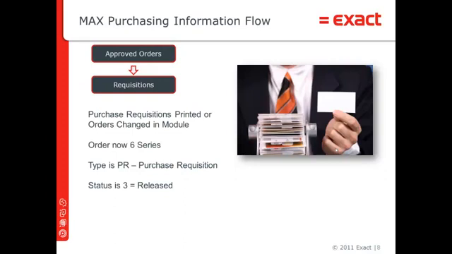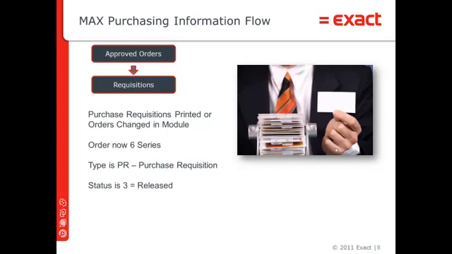Now, alternatively, a planned order may be directly assigned to a purchase order using the purchase schedule. In other words, you have the option to directly assign a planned order from the MRP module to a released PO. We'll show you that in the purchase schedule a little bit later. But moving along here, orders that are going to be purchased may then be printed as purchase requisitions. This gives authorization to the purchasing department to procure the required materials. These orders are 6 series orders with a type of PR and a status of 3 released.